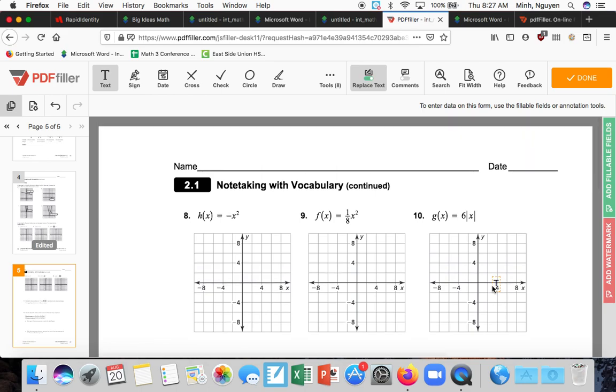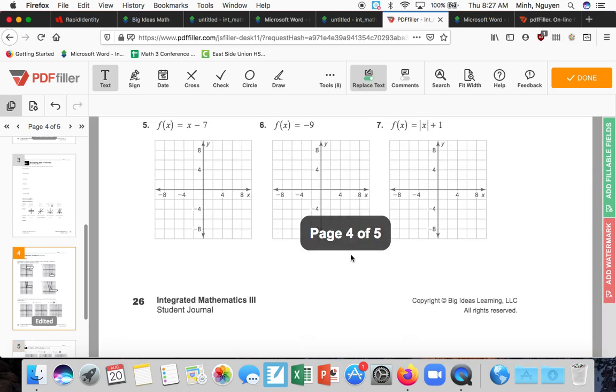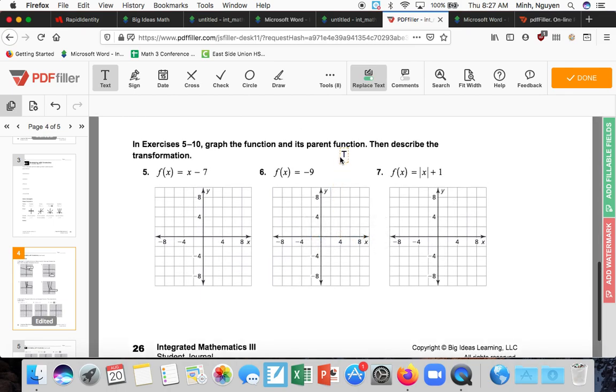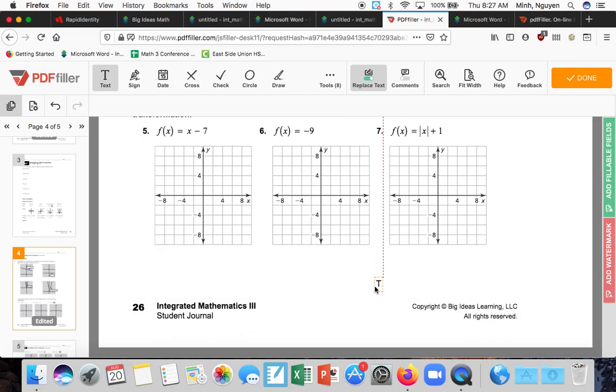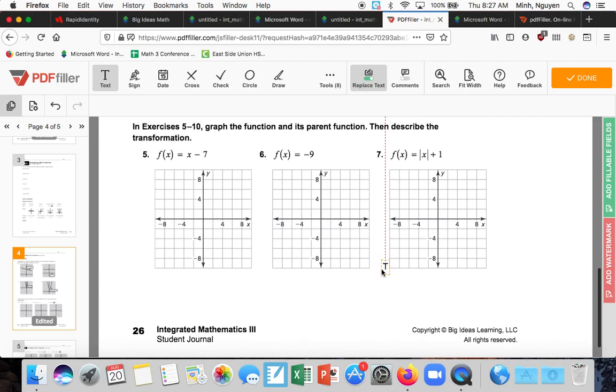So let's do this one. It says graph the function and its parent function, then describe the transformation. So you could definitely use a t-chart. If you have a graphing calculator, you could do that too. Then describe the transformation. So we're going to graph, and then we're going to use our words a little bit. This is linear, so it's simple. This is constant, so it's also very simple.